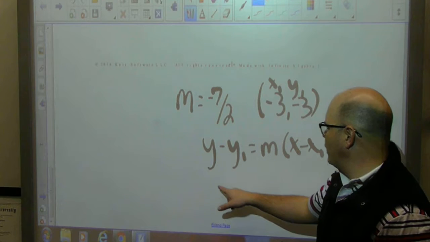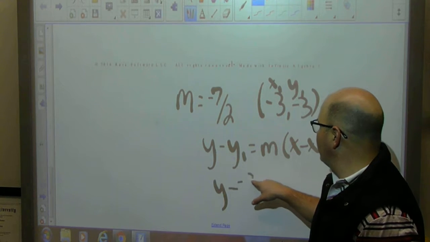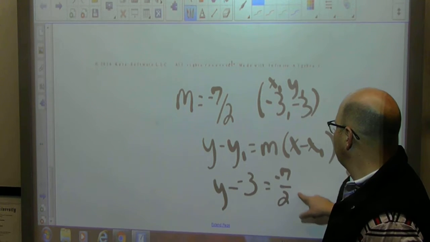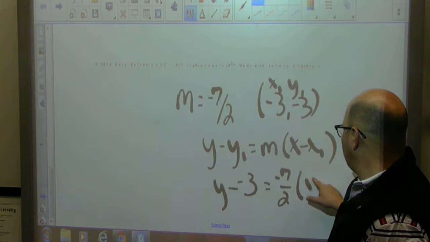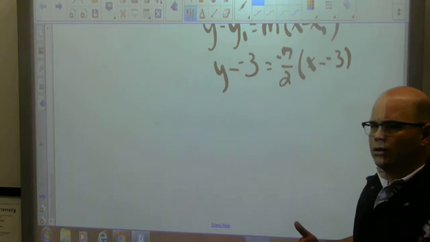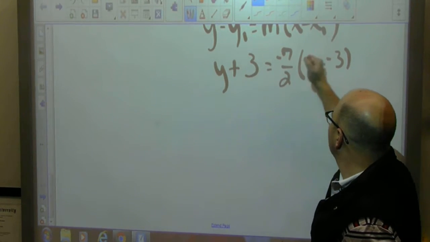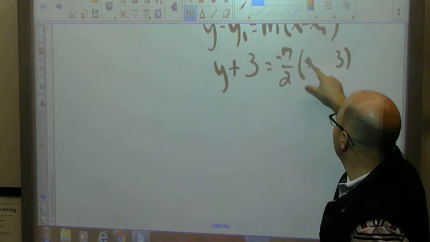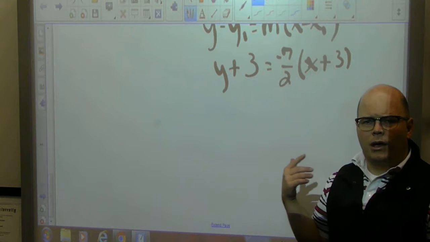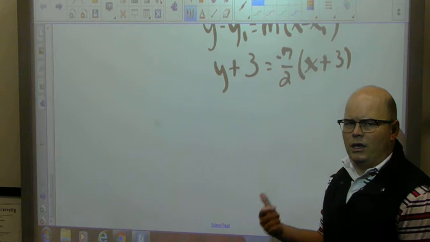So to do that now, I'm going to plug in what I know: y minus -3 equals my slope times x minus -3. And just like we were doing yesterday, we're going to clean that up a little bit because a negative and a negative is a positive, and a negative and a negative is a positive. So now that I've done that, I'm in my sweet spot, I'm in point slope form, and all I need to do now is to distribute and then isolate my y.